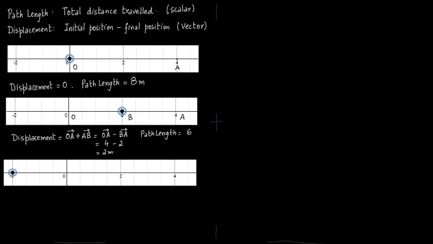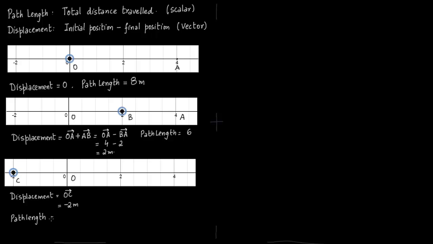Another example: you now travel in the negative direction from 0 to minus 2. So 0 is the origin, and the final point we call C. The displacement now is the OC vector, which is minus 2. Notice that displacement is a vector. When you say OC vector, you are giving it a direction. The direction is the sign, and 2 is the magnitude. So 2 is the length of the vector.